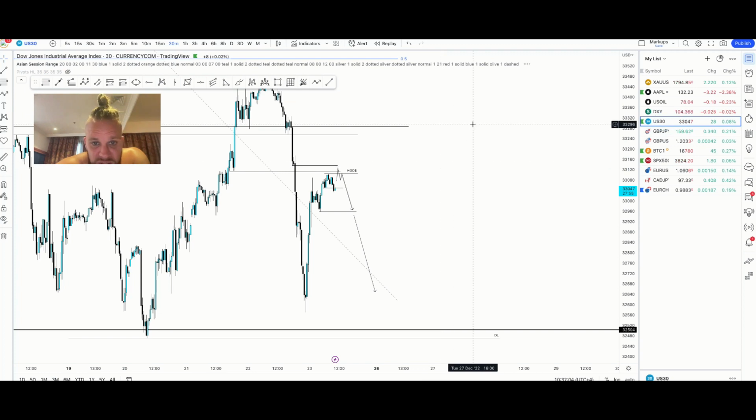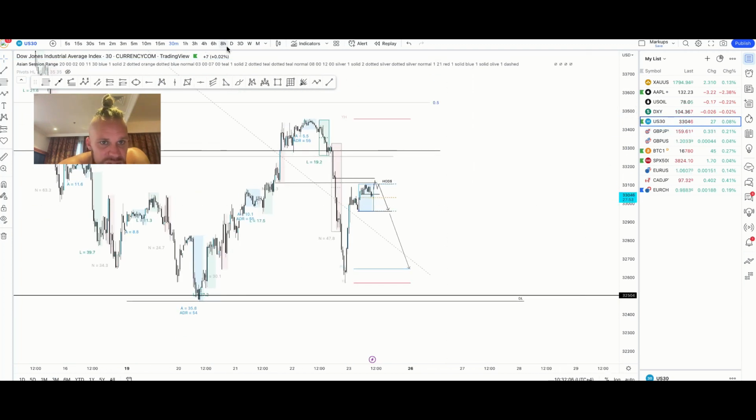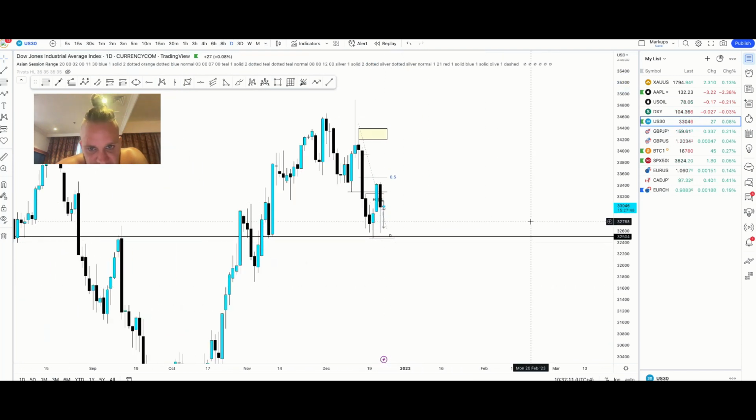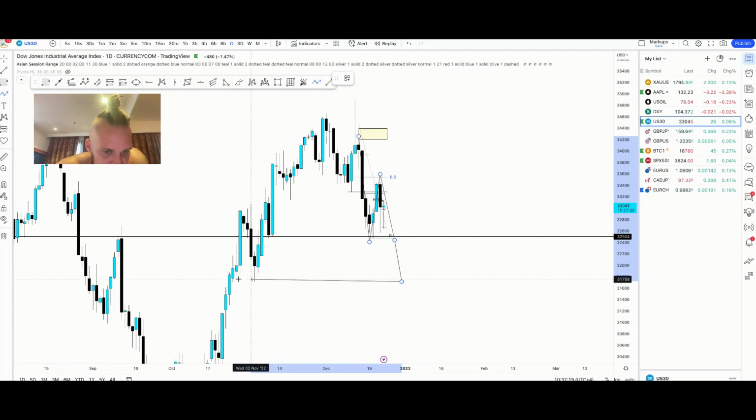US30. So it should be a pretty clean move today. On the daily here, if we go to the daily, again, the daily candle closed bearish. We've got the breaker structure here, retracement almost to 50%. So I'm looking for continuations down to the daily though, and then down to this previous support level here.